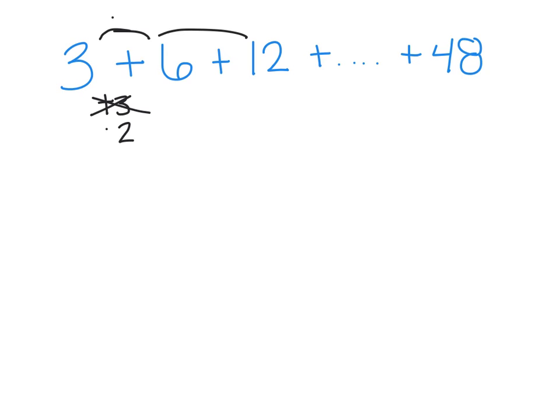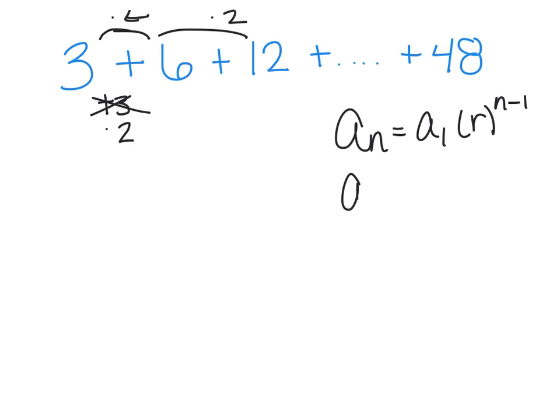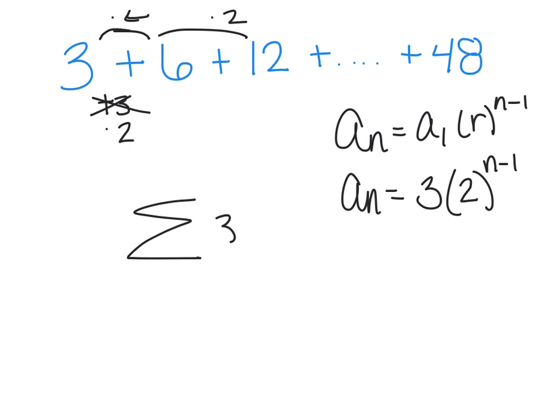So I would say I'm multiplying by 2. Here I'm multiplying by 2. So I guess to me I'm saying, okay, this is a geometric rule. So a sub n equals a sub 1 times the ratio to the n minus 1. A sub n equals, my first term is 3. My ratio, we just said, is times 2 raised to the n minus 1. So there's the beginning of my summation of 3 times 2 to the n minus 1. So I'm putting the rule in there.